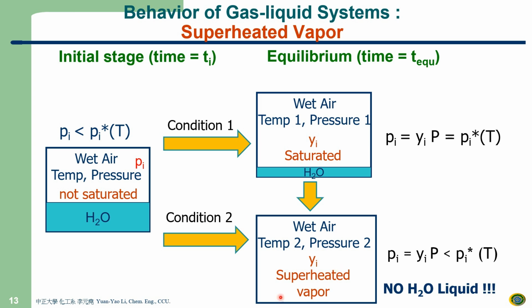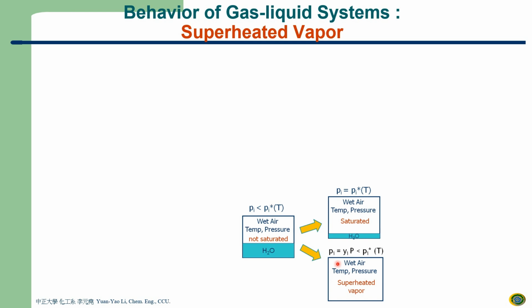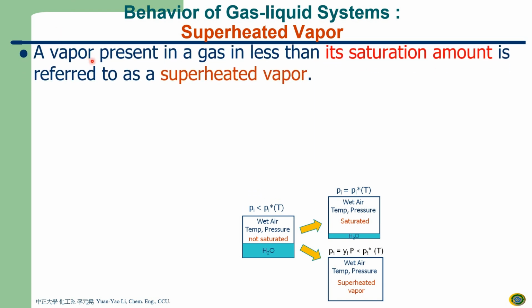But there's no more two phases, only one phase. Okay, the Pi here is less than Pi star, a function of T. In this case, we call the vapor superheated vapor. Okay, so the behavior of the gas-liquid system in superheated vapor is that a vapor present in the gas is less than its saturated amount. It is referred to as a superheated vapor.